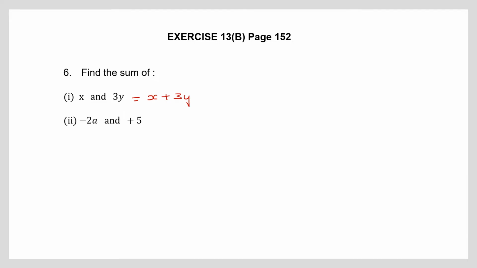Here we have minus 2a and plus 5. We cannot add these two terms because they are unlike terms. So our answer will be minus 2a plus 5.